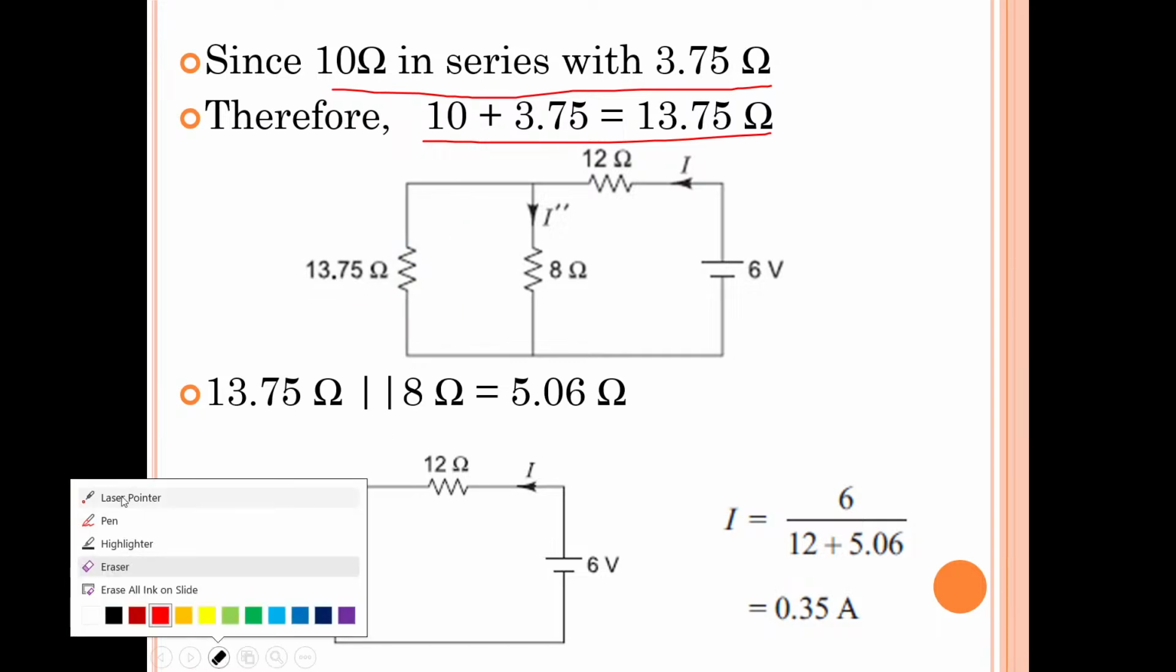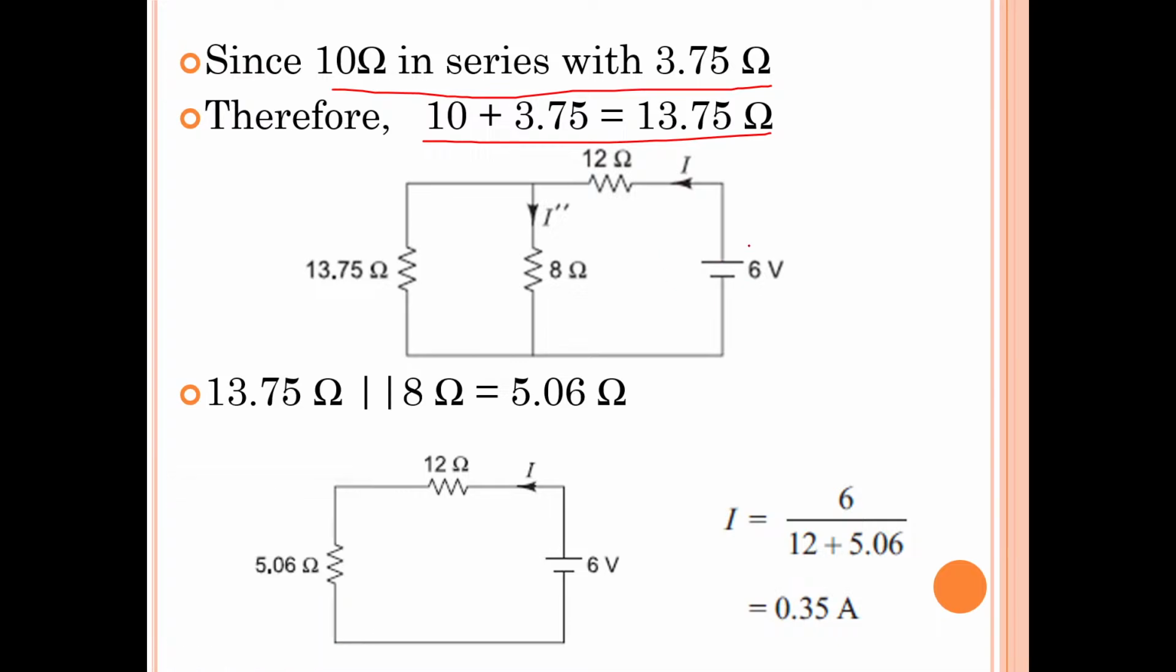Now if you observe, this is our source. This is the positive terminal, and this is our negative terminal. From the source, I amperes of current comes out of this positive terminal. Current flows through 12 ohms, and after coming to this junction, current is dividing into two parts.